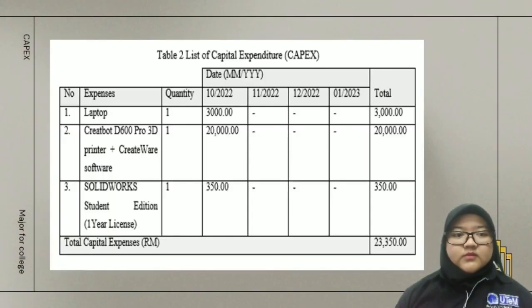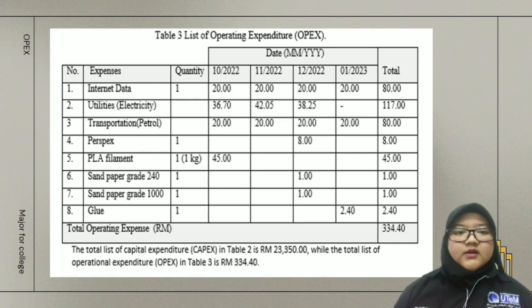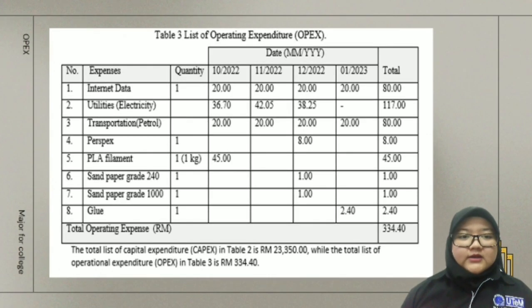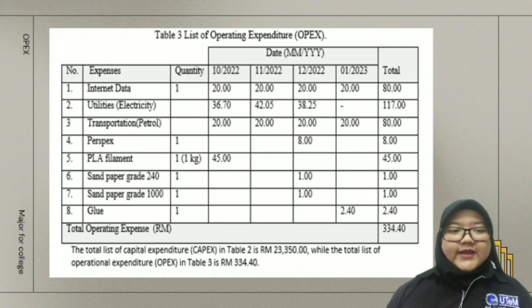Financial. This is our CapEx for my group. This is our OPEX for my group. Total for CapEx is 23,350, and for our OPEX is RM334.40.